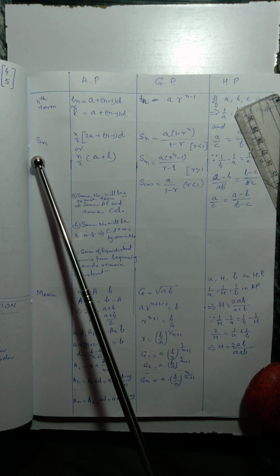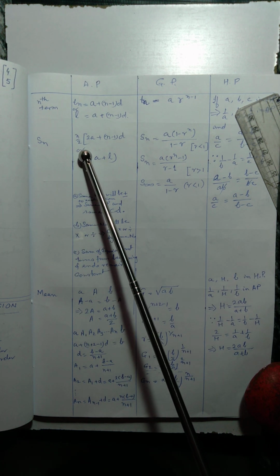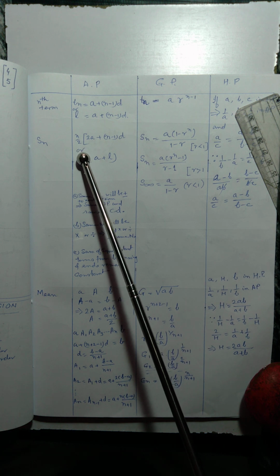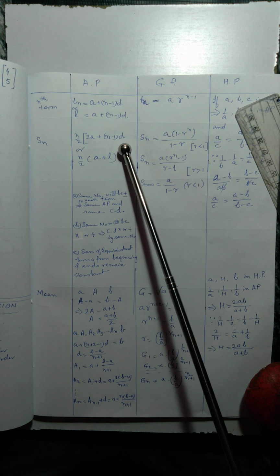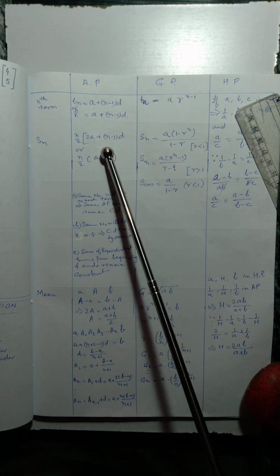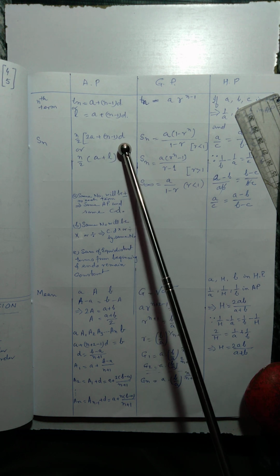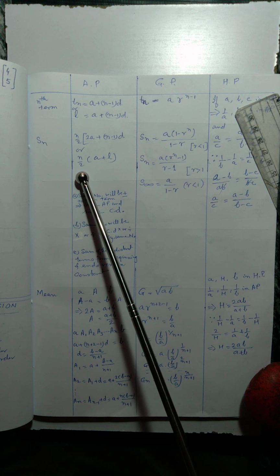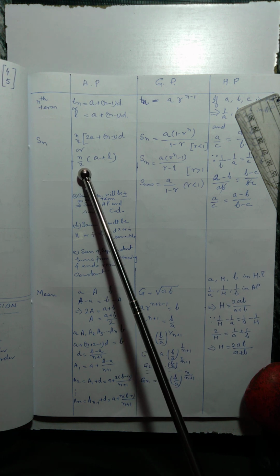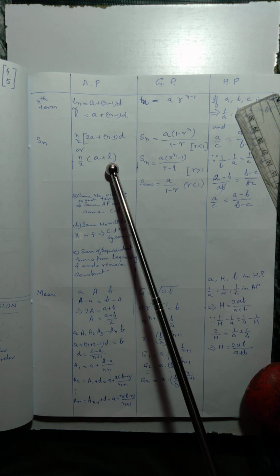The summation of n terms of an arithmetic progression can be given as Sn = n by 2 [2a + (n minus 1) into d], where a is the first term, n is the number of terms, and d is the common difference. This can also be given by the second formula, known as the last term formula: Sn = n by 2 into (first term plus the last term).